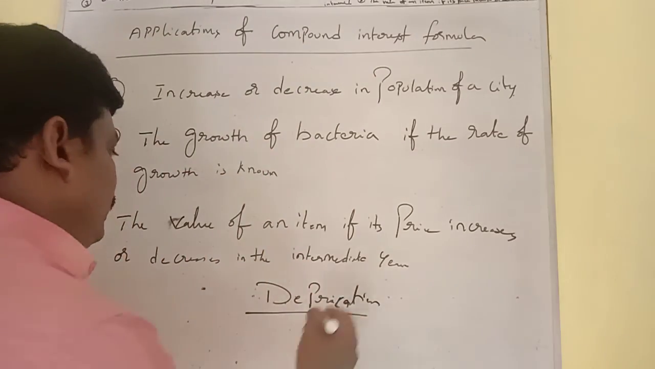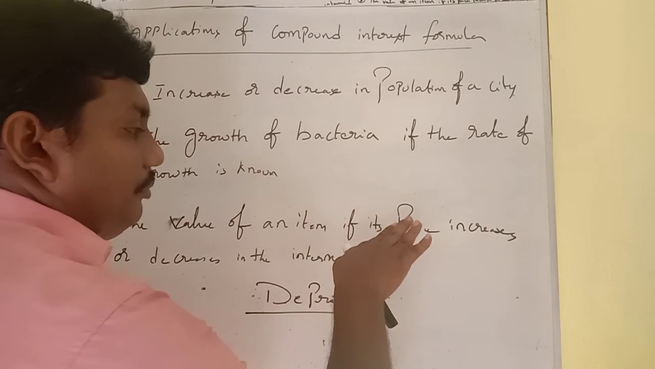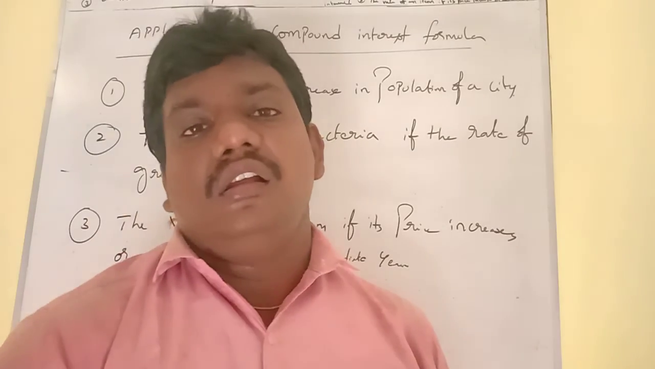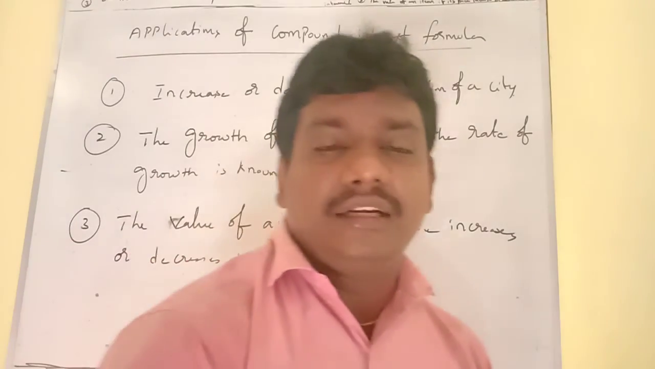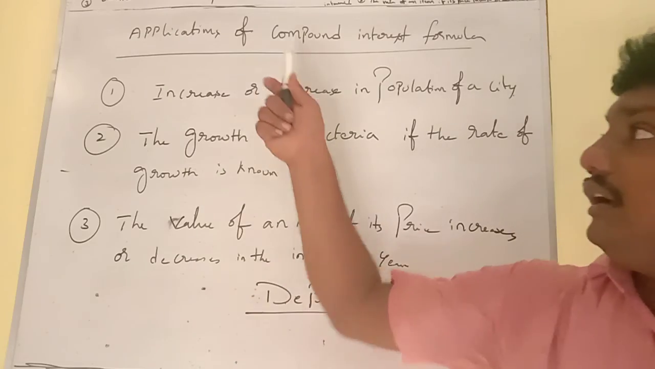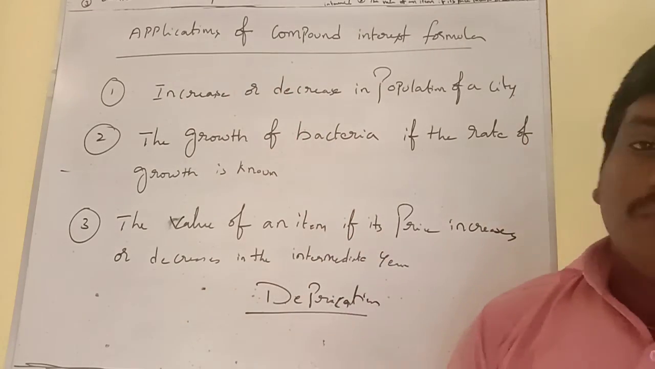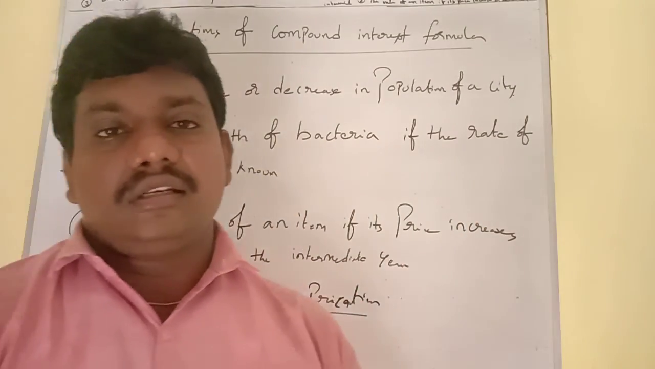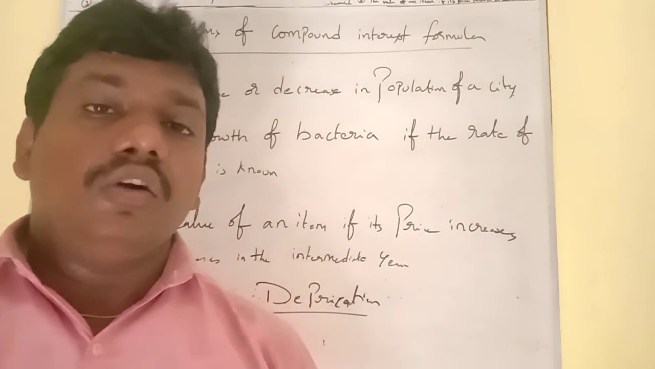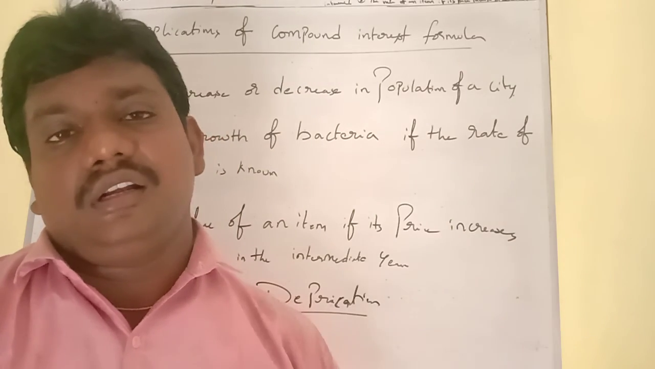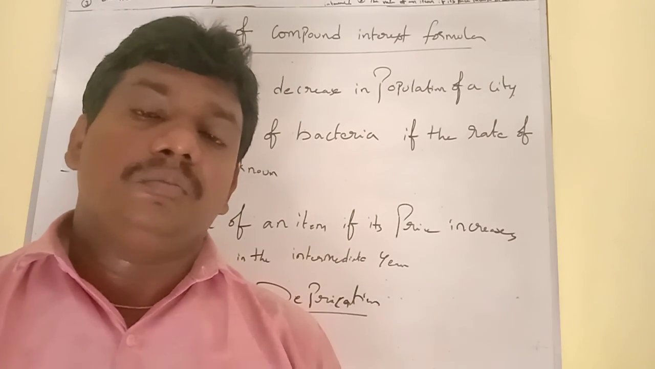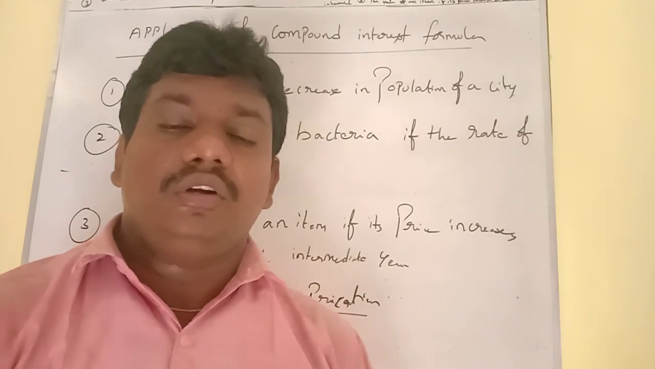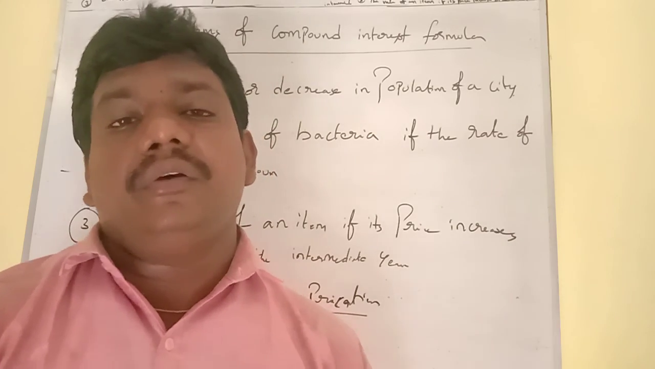Whatever it is, we consider the value of an item whose price increases or decreases in intermediate years, and we calculate by using the compound interest formula. Students, now we have seen how useful the compound interest formula and its applications are in this video. I hope you understand. We covered what compound interest is, how to deduce its formula, and how to solve questions annually, half yearly, quarterly. Now you know the applications of compound interest. So go through this video and practice well.